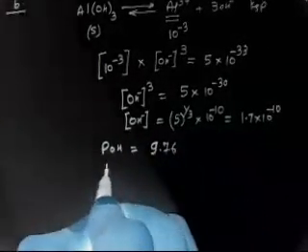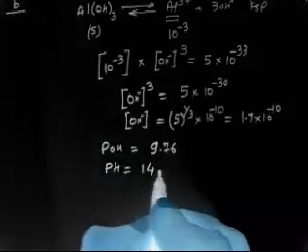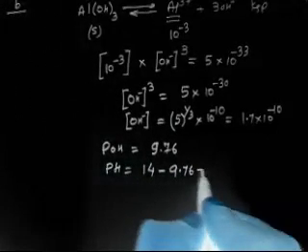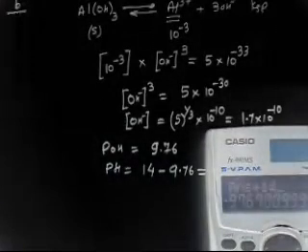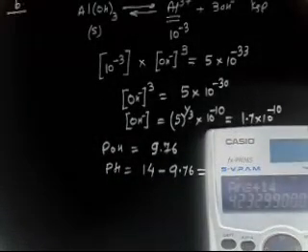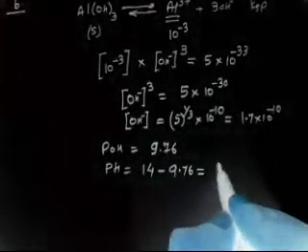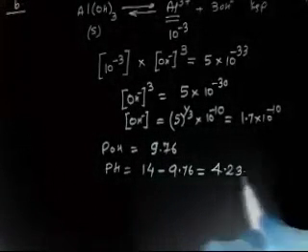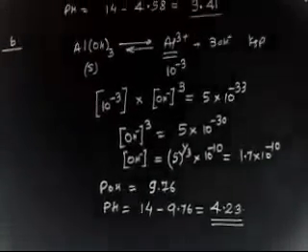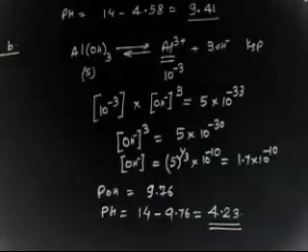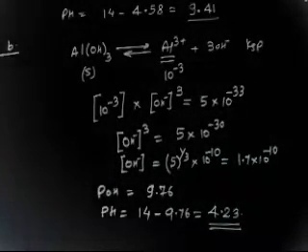So what will be the pH? I have to check for pH. pH is basically 14 minus 9.76. So this value, 4.23. So this is the pH at which all Al(OH)3 can go into the form of Al3+. Are you getting? So let us copy this one.